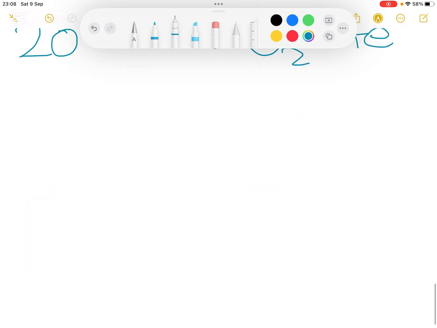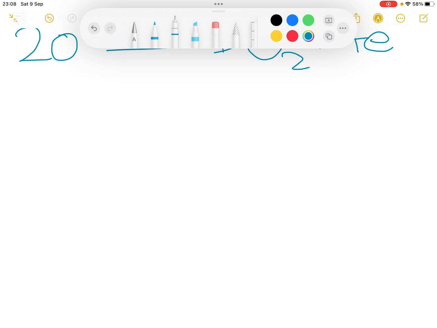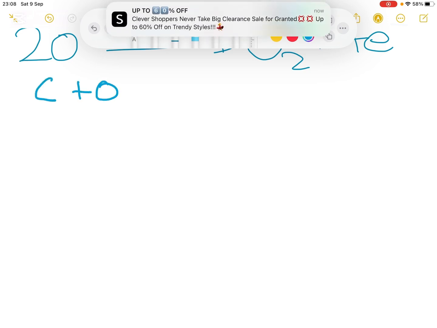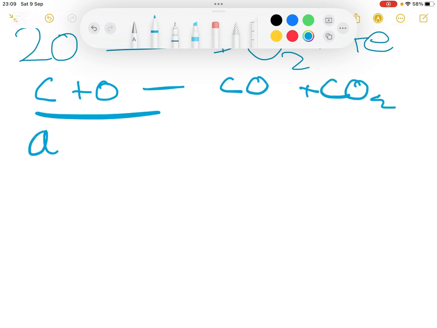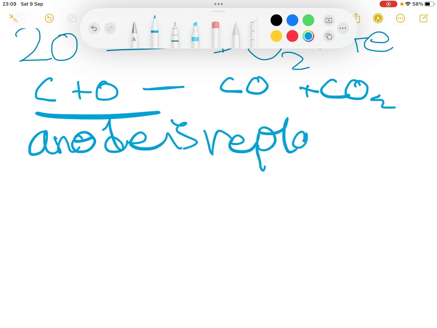And here we have another question. A fact with a question: the anode is replaced periodically. Why is the anode replaced periodically? Because carbon reacts with oxygen at high temperatures, forming carbon monoxide and carbon dioxide. That's why the anode is replaced periodically.